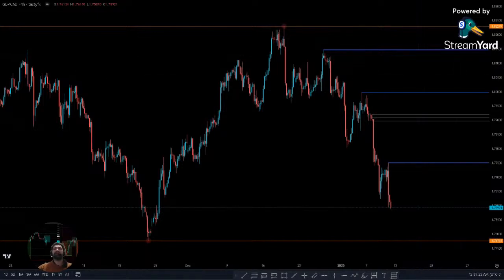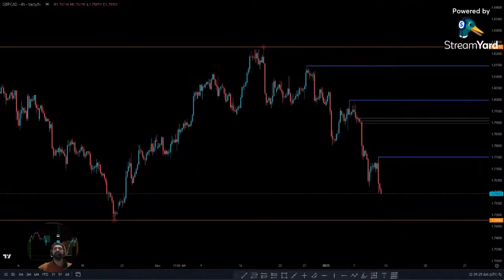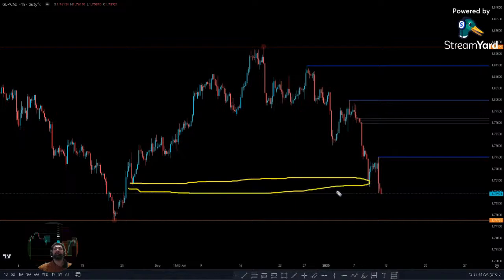Similarly, GBP CAD gave us an extended move on NFP. Right here, we did get a reaction of the pullback, and price first stopped around this level, and after stopping around this level, there was a pullback and then continuation on the downside further like that.